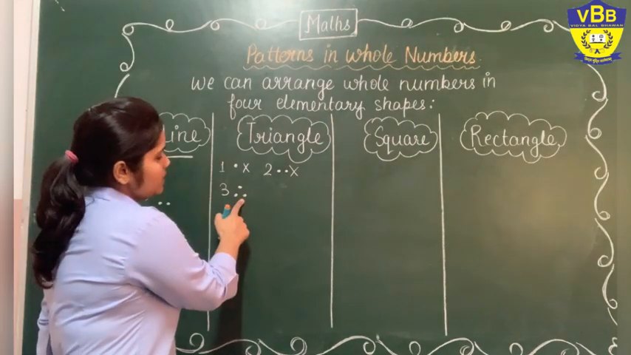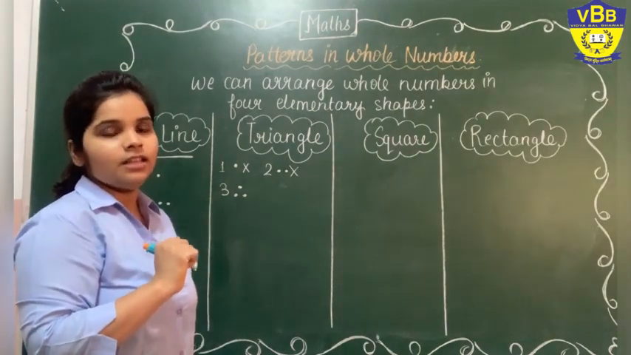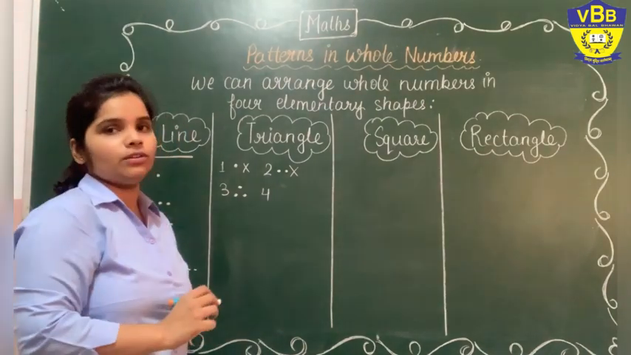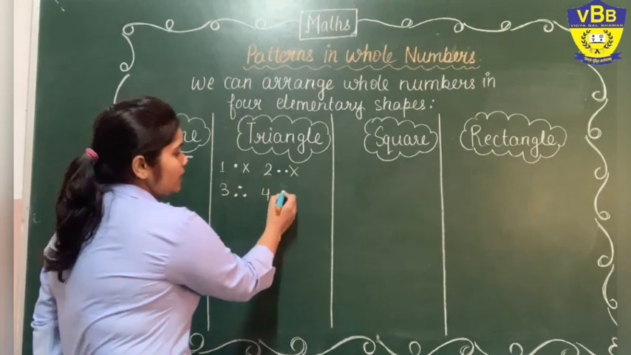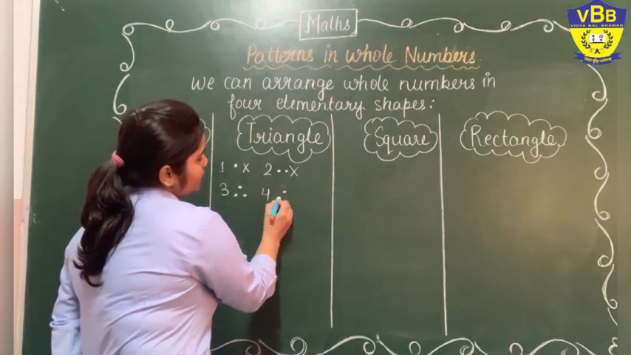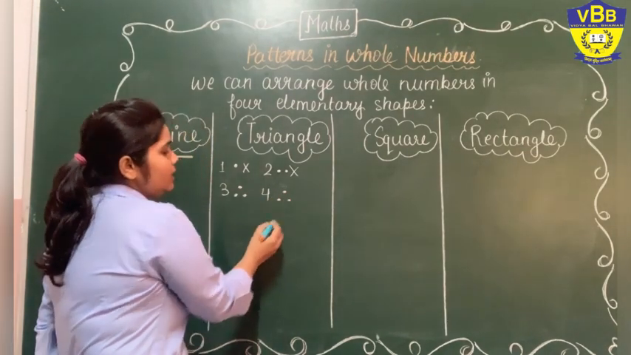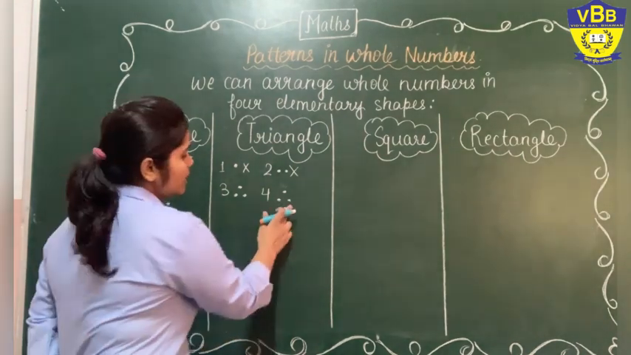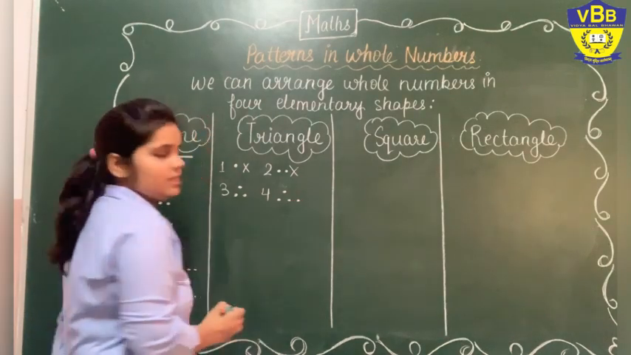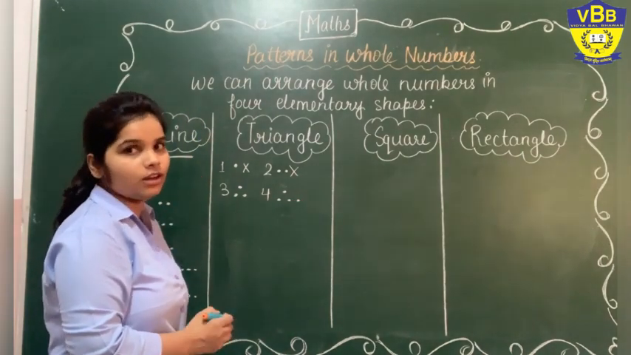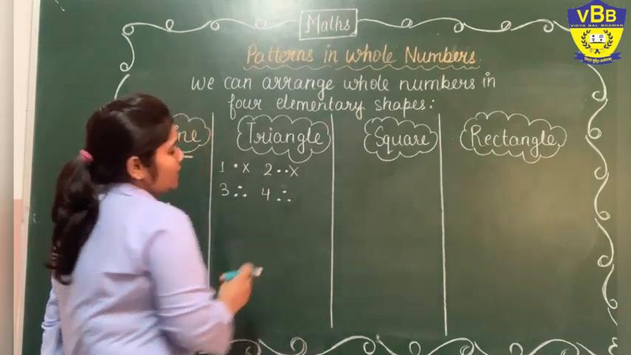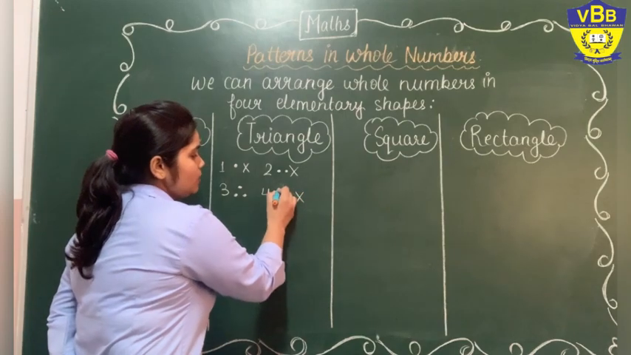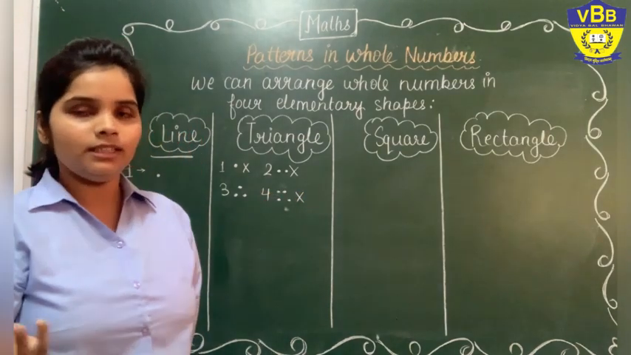Using 3 dots we can form a triangle like this. Now tell me, can you make a triangle using 4 dots? Look, 3 dots form this triangle. Now you are placing 1 dot here. Is it forming a triangle? Or you are placing 1 dot here. Is it forming a triangle? No, it is not forming a triangle. So 4 dots cannot form a triangle.